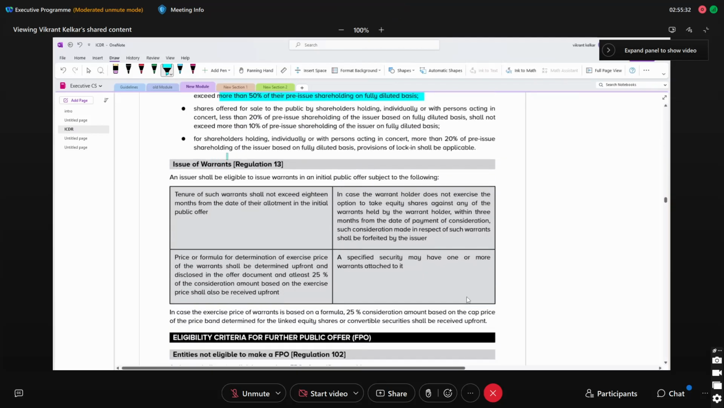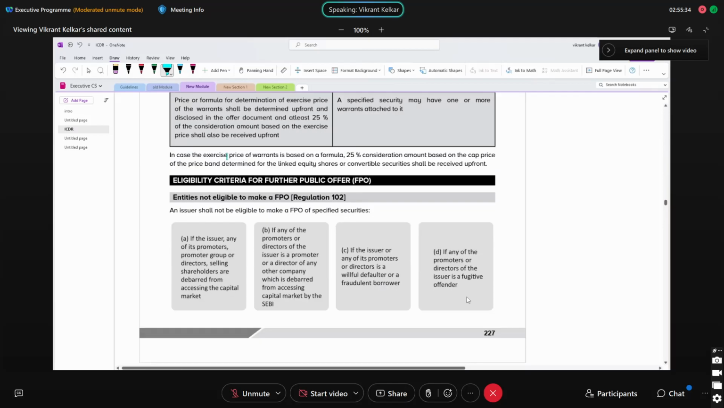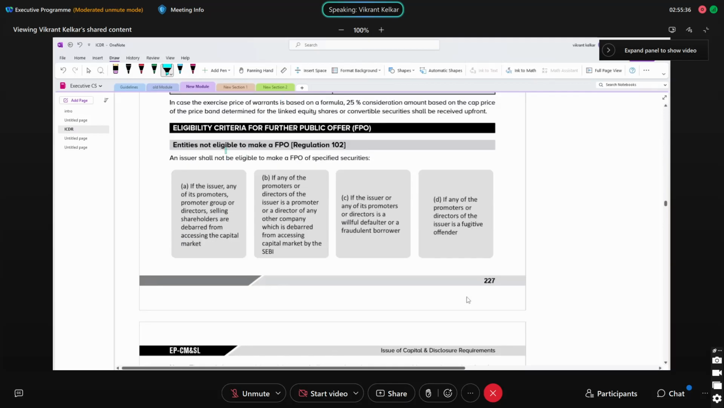Then issuer of warrant. We are going to ignore this. We are to directly jump to FPO, and we will conclude the discussion for today. FPO means follow-on public offer, a further public issue. Now, the following issuers are not eligible. Same logic is there. The following kinds of persons are not allowed to have an FPO.